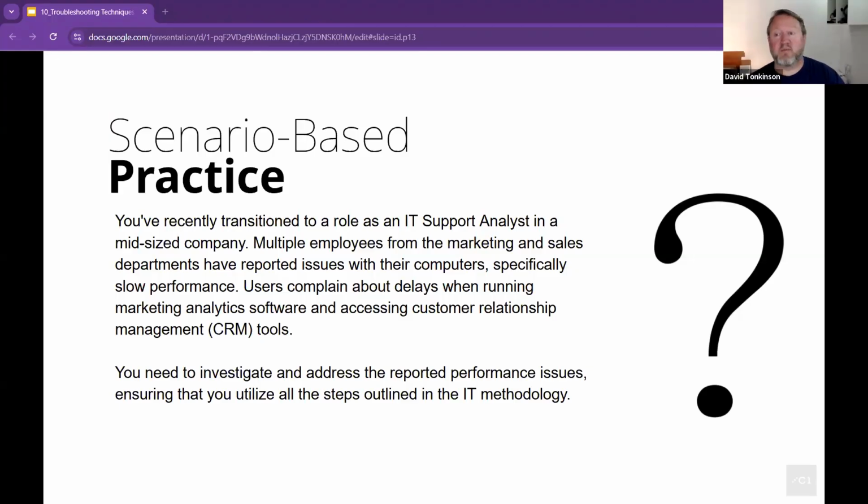Paul Bird says, when did the problem start? Yes, when it starts, and when it stops is a great thing to ask. When does it happen?